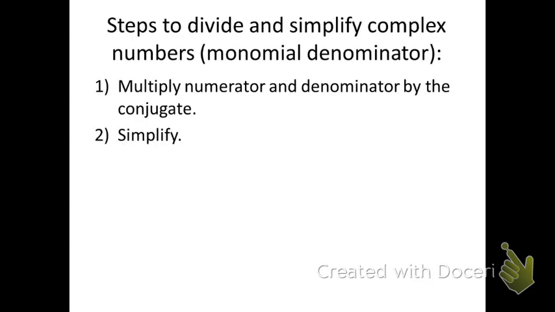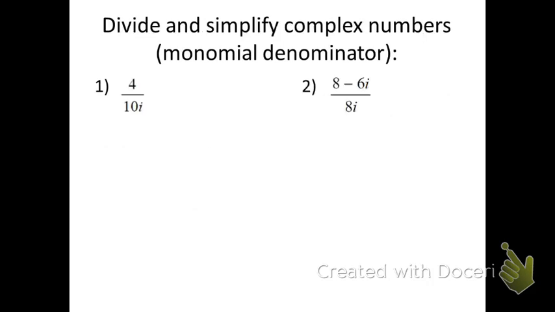These are the steps you need to have. You should probably pause the video here and write the steps down so you know what they are. Okay, here's numbers 1 and 2. Number 1, 4 over 10i. We want to simplify this. We want to rationalize this denominator. We do not like imaginary numbers in our denominator. So we multiply by its conjugate, which is going to be negative 10i.